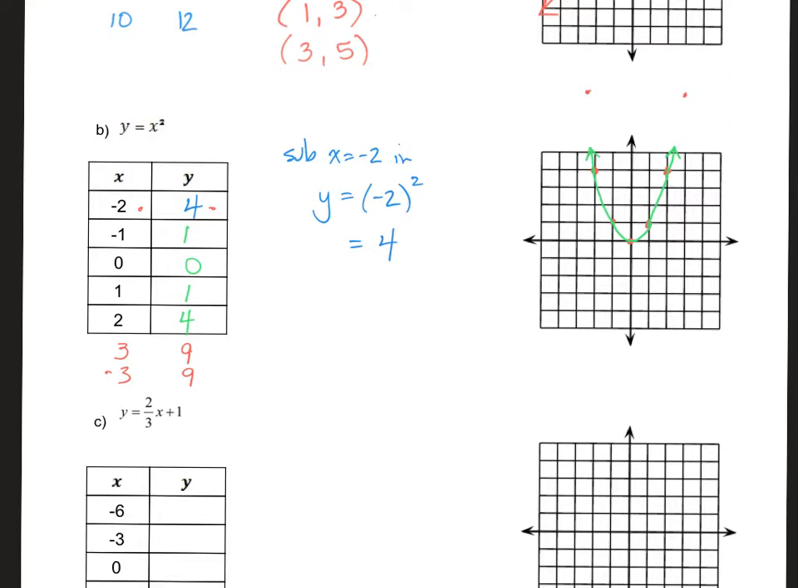So if I go through the graph using a table of values, I can plot my points, connect my curve in the pattern I see, and make sure that it takes up the full grid for that shape.